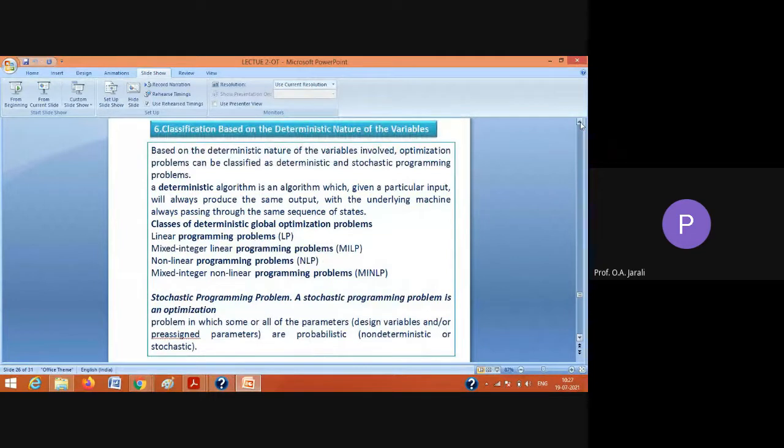Then optimization problems based on the deterministic nature of the variables. Based on the deterministic nature of the variables, optimization problems can be classified as deterministic and stochastic programming problems. A deterministic algorithm means what? A deterministic algorithm is an algorithm which, given a particular input, will always produce the same output, with the underlying machine always passing through the same sequence of steps.